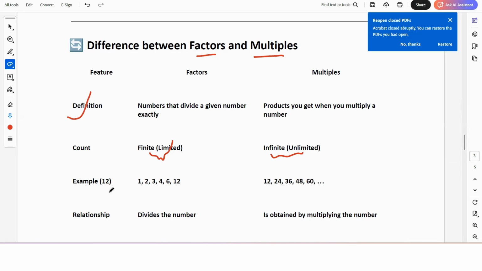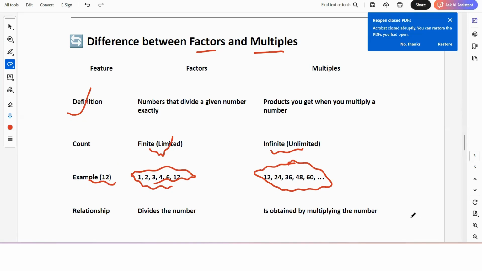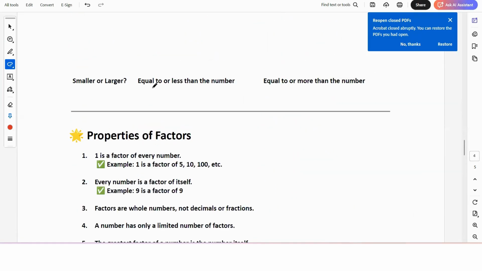See here, we are giving the example of 12. These are all the factors of 12, and these are examples of the multiples of 12. Factors divide the number: we are dividing 12 by all these values. Multiples are always obtained by multiplying the number. A factor is always less than or equal to the number, and a multiple is always equal to or more than the number.